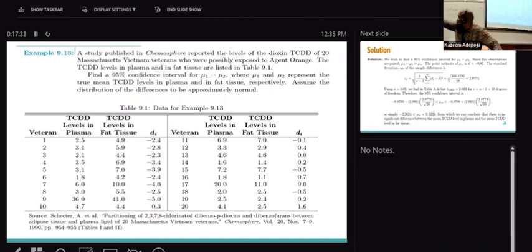These 20 veterans were exposed to two different experimental conditions. If you take a look at veteran number 1, we get the TCDD level in plasma, which was 2.5. On the same veteran number 1, we also measure the TCDD level in the fat tissue, which means I'm getting two different measurements from the same subject, and that makes it a repeated trial. Because of that, I'm going to use a paired one.